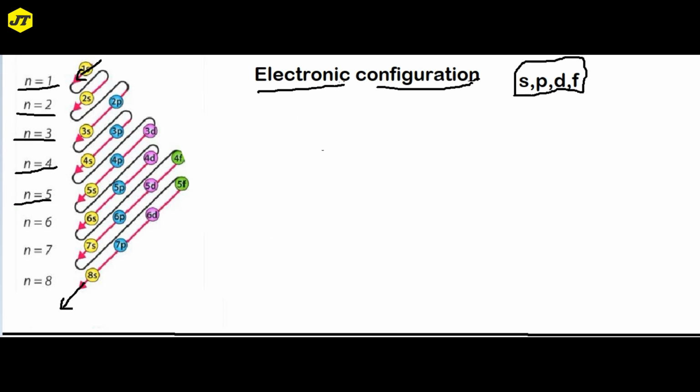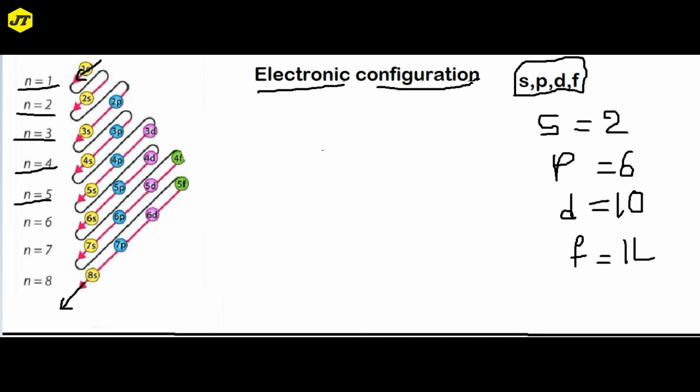And next, the capacity of a subshell: s can hold up to 2 electrons, p can hold up to 6 electrons, d can hold up to 10 electrons, and f can hold up to 14 electrons.